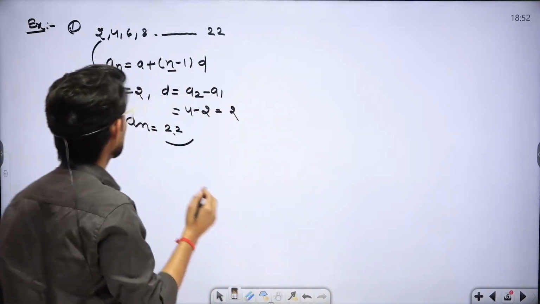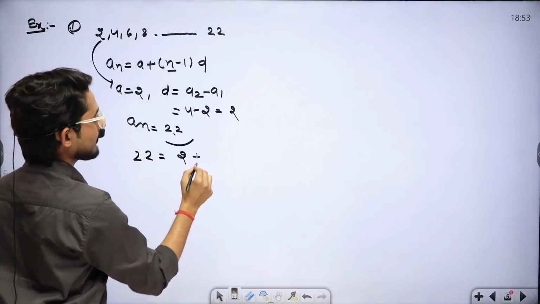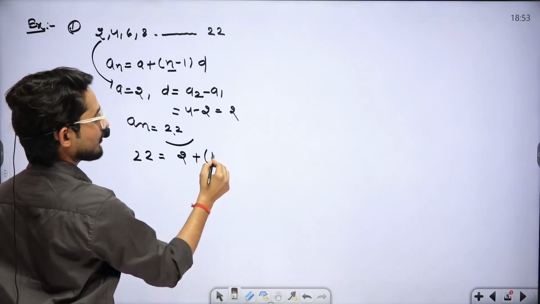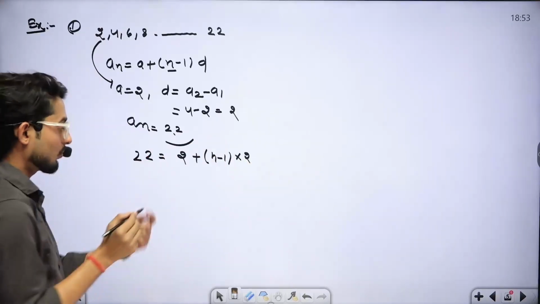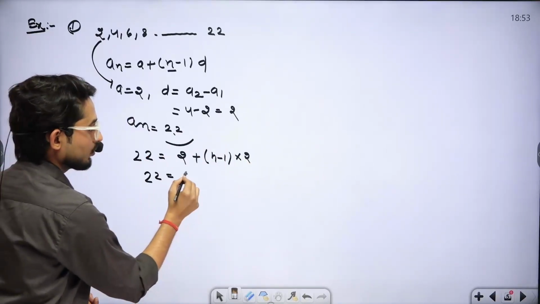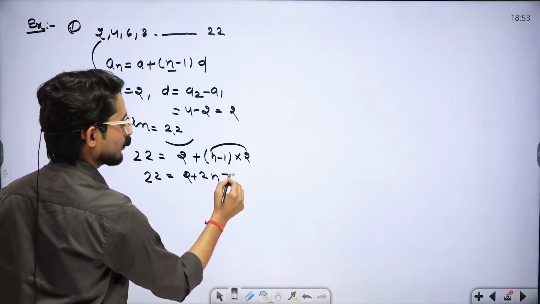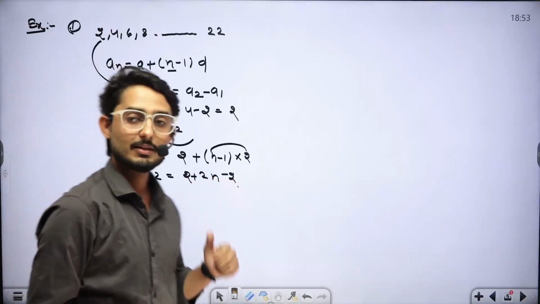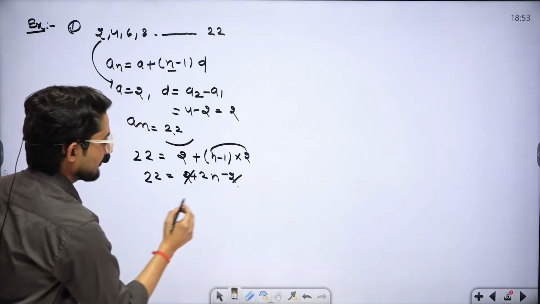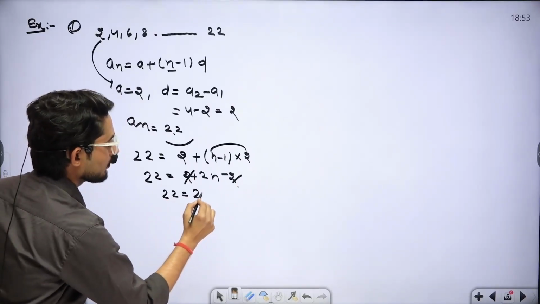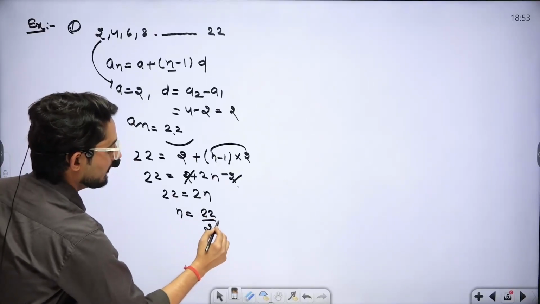So put all these values in this formula and find the value of n. Put an equal to 22, a equal to 2, plus n minus 1 and d equal to 2. Now 22 equals 2 plus 2 into n, 2n, and 2 ones are 2. This is a positive number and this is a negative number, minus 2, so this will be cancelled out. From here 22 equals 2n, so n equals 22 by 2 equals 11.